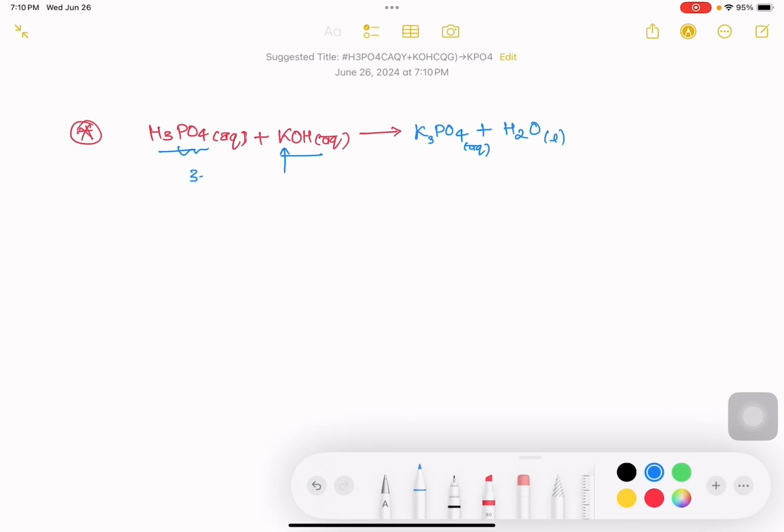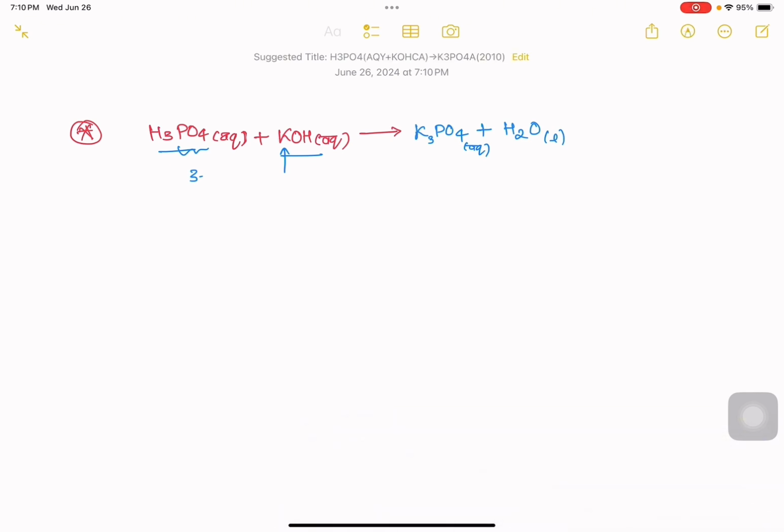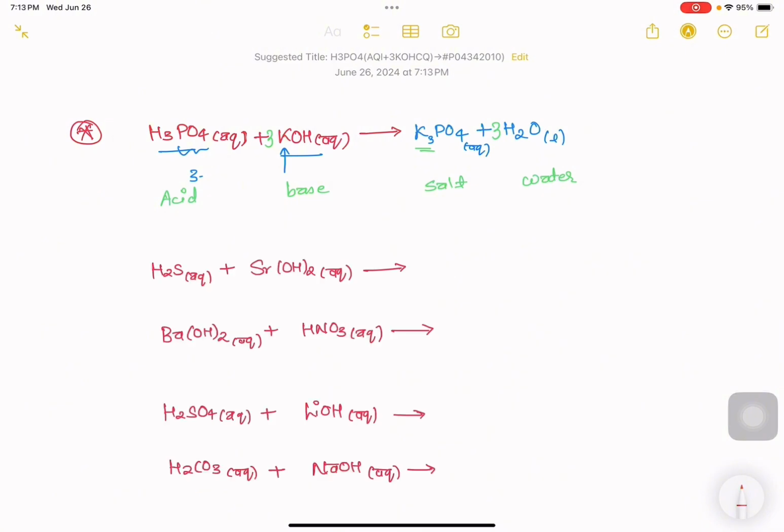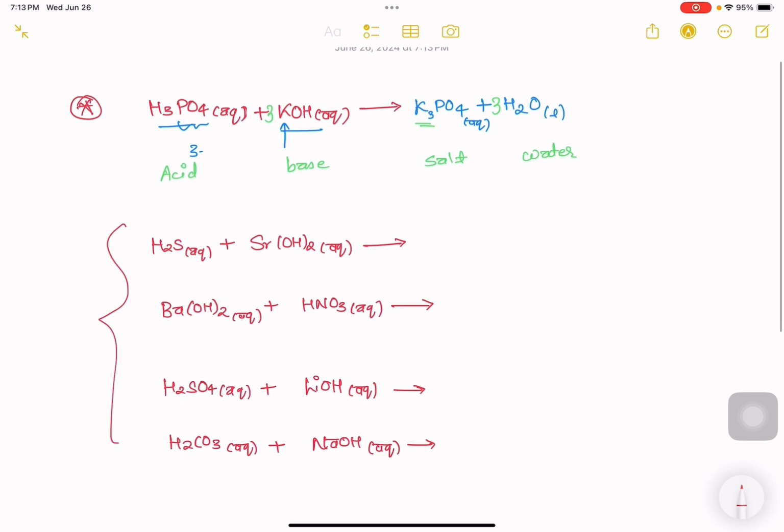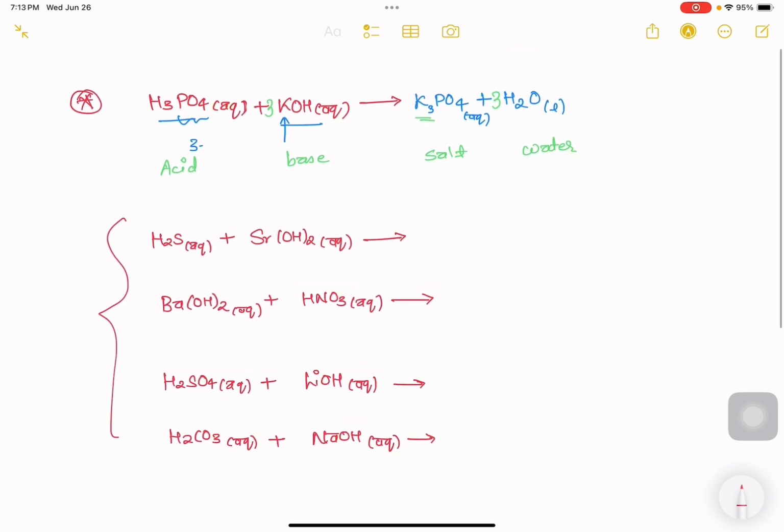So now we need to balance the equation. 3 phosphate, so 3 here and 3 here. Acid and base form salt and water. Now can you solve these problems? You can pause the video, do it on your own and check the answer.